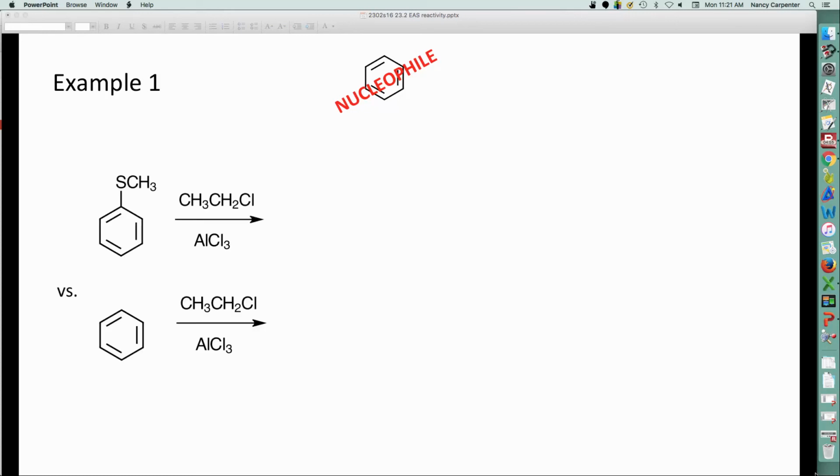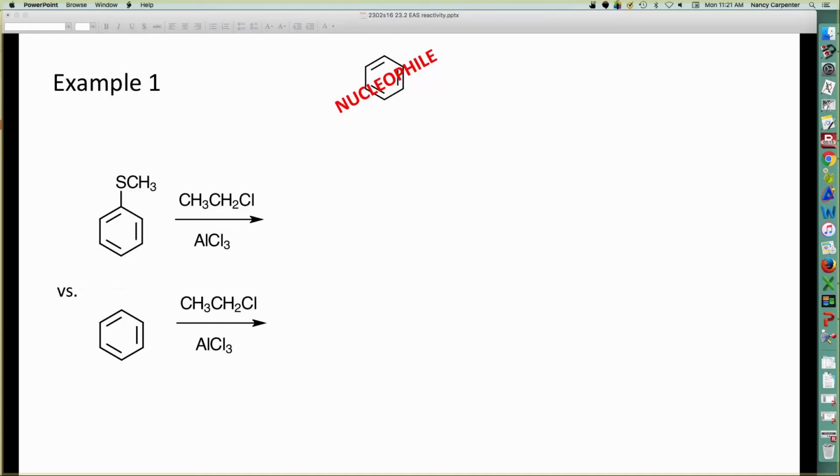But now we can compare the relative rates of these two aromatic starting materials, both of which are going to undergo Friedel-Crafts, putting an ethyl group on the aromatic ring. We can ask the question, which one's going to react more quickly? Which one of these two aromatics, the thioether or just plain old benzene, is more reactive?